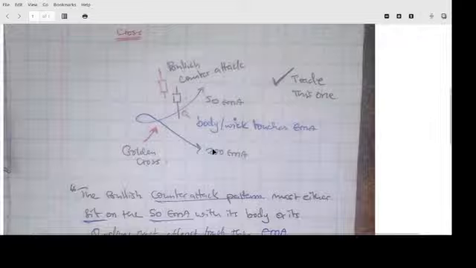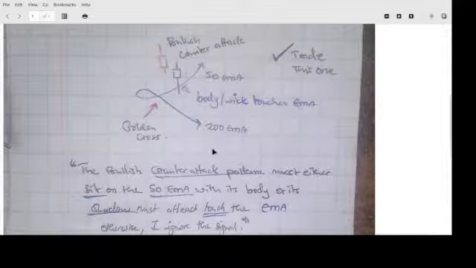Okay, so here I say the bullish counter attack pattern must either sit on the EMA with its body, or its shadow must at least touch the EMA, otherwise I ignore the signal. So this is my rule. My rule is it has to touch it, right? It has to touch that.